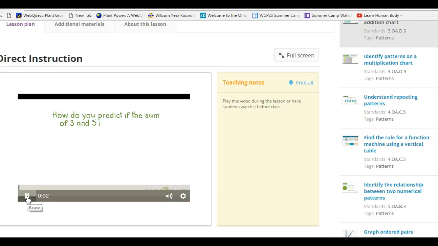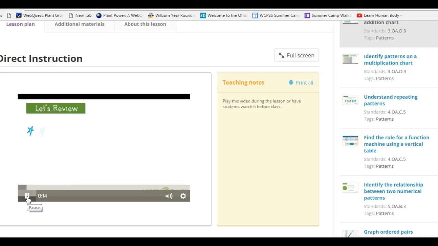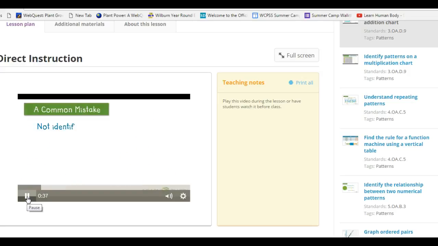How do you predict if the sum of 3 and 5 is odd or even? In this lesson, you will learn to identify patterns by using an addition chart. Let's review. Here's 4 stars. I know these are even because all objects have a partner. 4 is even. When I have 5 objects, I have partners, but one has no partner. So 5 is odd. 2, 4, 6, 8, 10 are even numbers. 1, 3, 5, 7, 9 are odd numbers. A common mistake is not identifying even and odd numbers correctly when out of counting sequence.